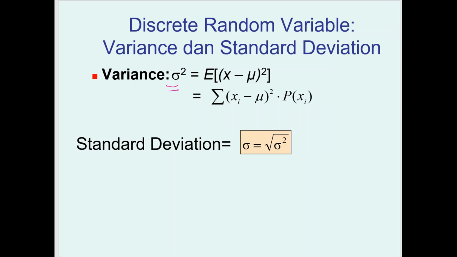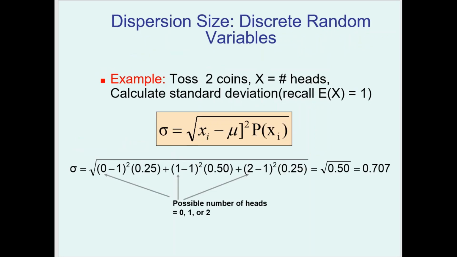So we look at the example of calculating this. Using the same example, tossing two coins, and x equals the number of heads that you get from each outcome. So calculate the standard deviation, and we recall that the expectation, or the mean, that you calculated just now is equal to 1. So we look again at how we want to calculate this. For here, this is the standard deviation, because you take the square root of your variance here.